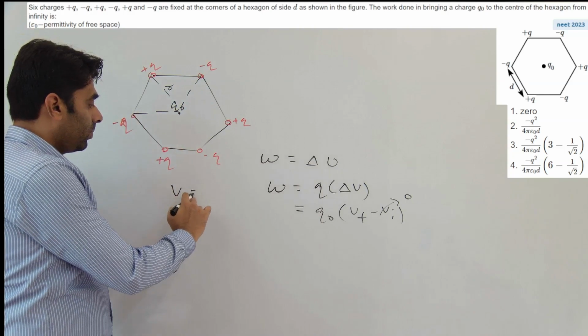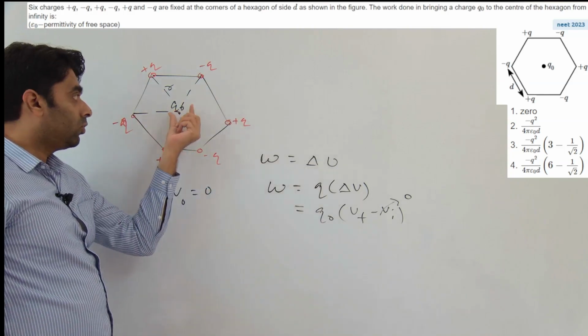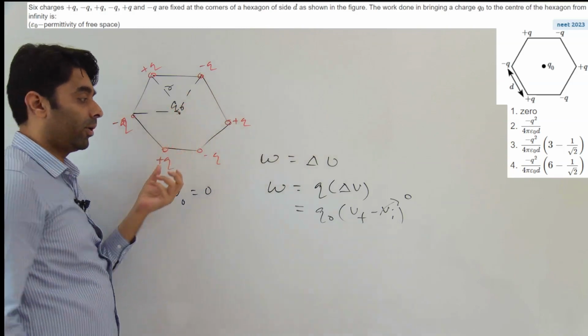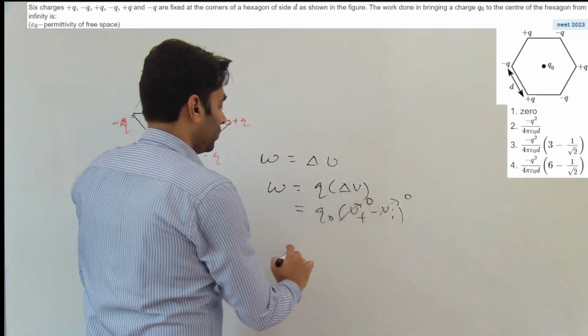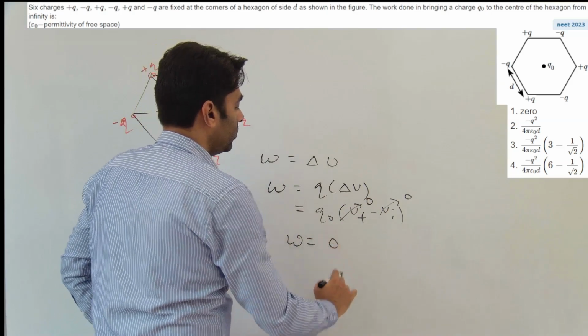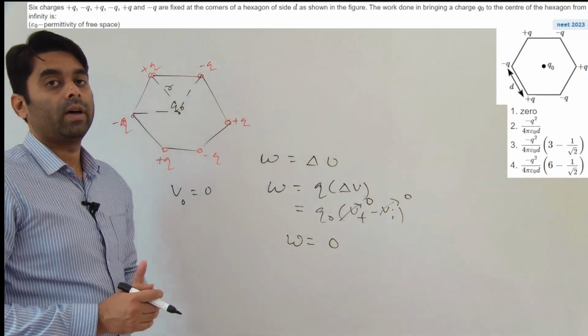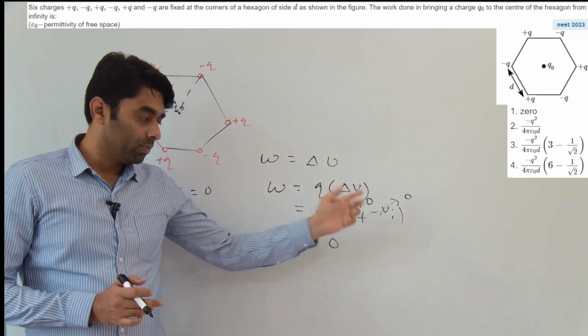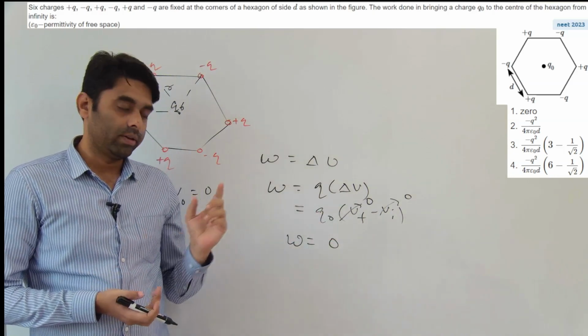What is the final potential? Potential at the center point is 0. So this q naught is brought from a 0 potential point to a 0 potential point. That implies this is also 0. So what are we getting? Work done is equal to 0. Our answer is the first option, right? Work done will be 0. I hope you got how we solved this.